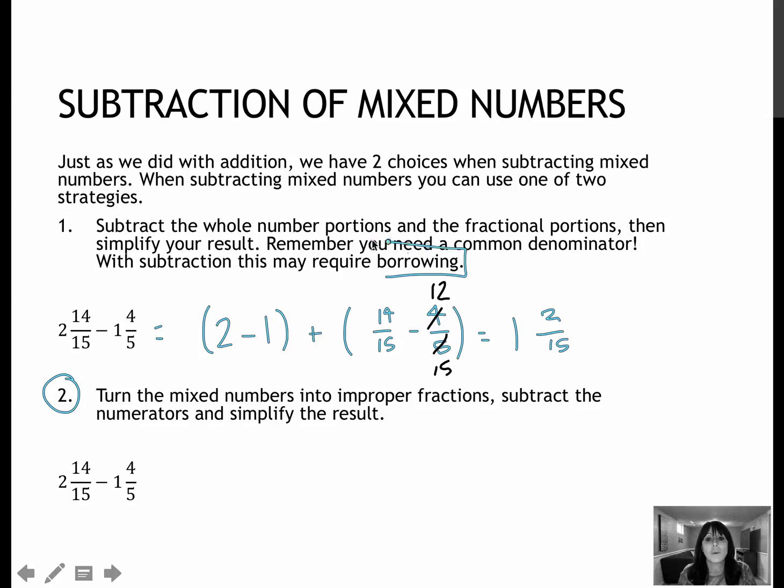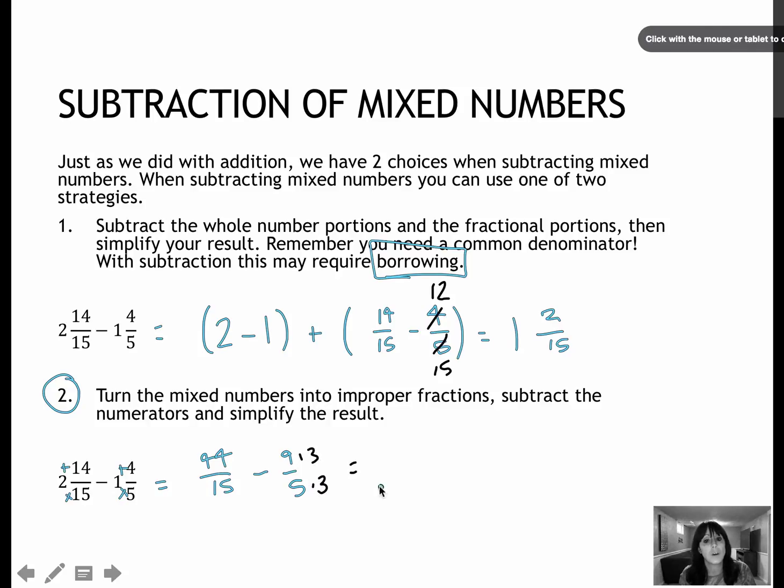This may, however, require borrowing down the road, and a lot of people really struggle with borrowing, so I'm going to show you the second way, and then we'll do another example together. So the second way is just like we did for addition. I would take 2 times 15 plus 14, so that would be 44/15 minus, and then again 1 times 5 plus 4 would be 9/5. I would have to then multiply by 3 just as I did before.